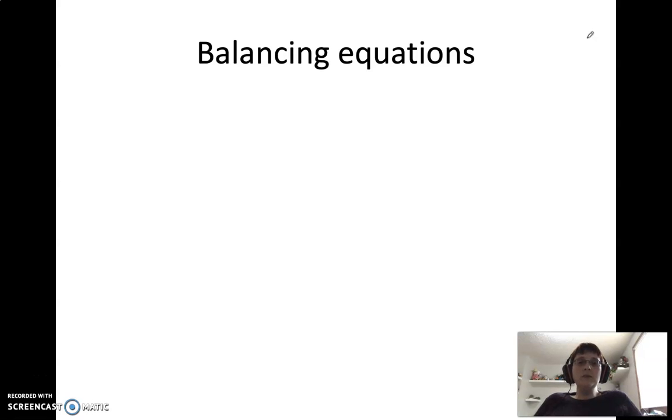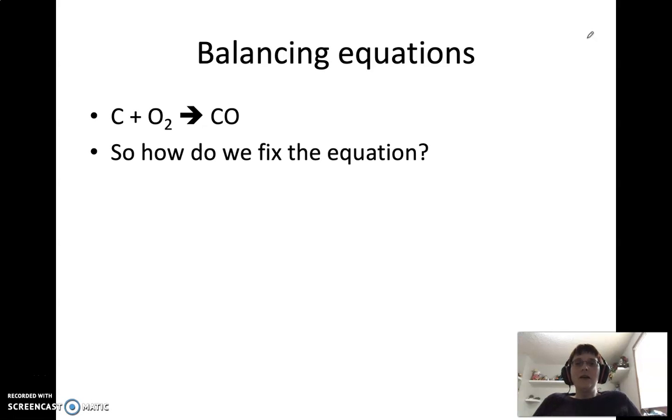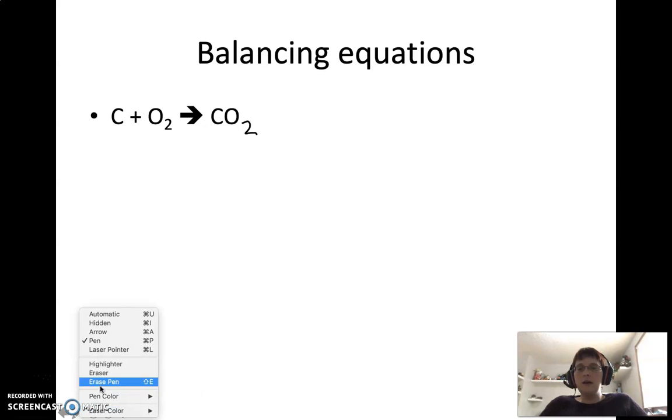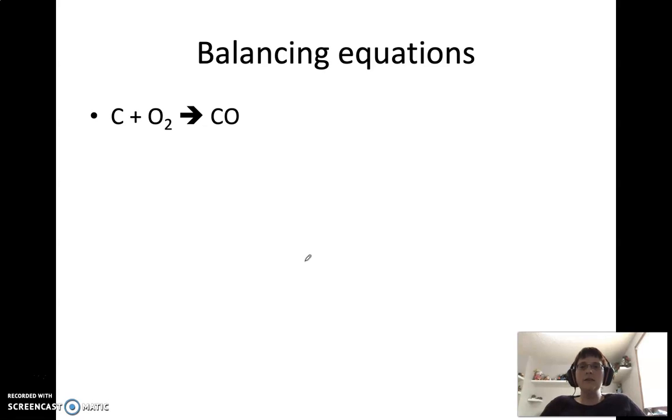And so you may have done this before, you may have heard of this before. So what we're going to do is balance this equation so that we're not violating the law of conservation of mass. So how do we fix the equation? Well, we can't just stick a 2 over here because that changes the element, right? So we can't make it into carbon dioxide because we're making carbon monoxide. So let me erase that so that we don't think later that we are making carbon dioxide.